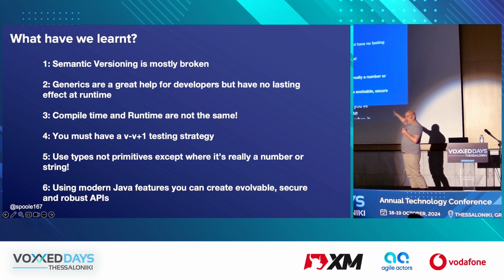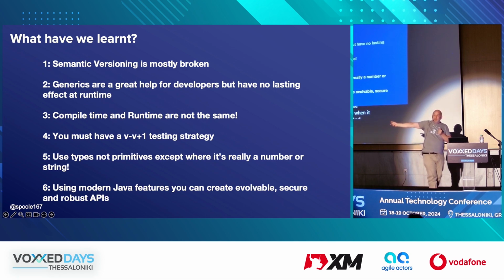And there's a whole bunch of modern features in Java that we don't use that absolutely can help you do your job better, can help you get performance, and help you create more robust APIs.